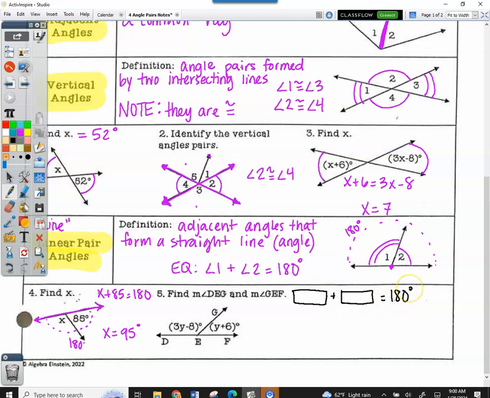Now you do have to do something after you get y here. You can't just stop at y. It does ask you for the measure of the angles, so you have to do something else. So I see my straight line. That tells me that from here to here measures 180. So 3y minus 8 plus y plus 6 has to equal 180.